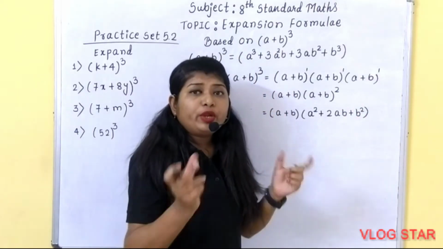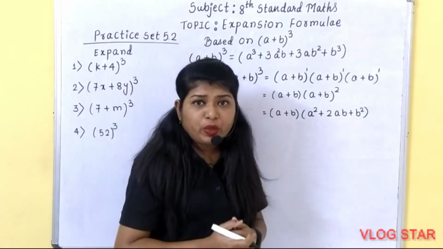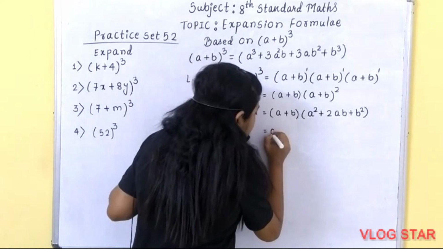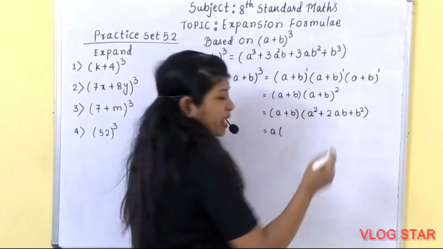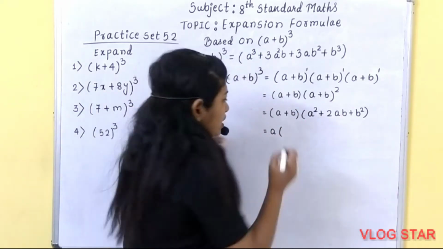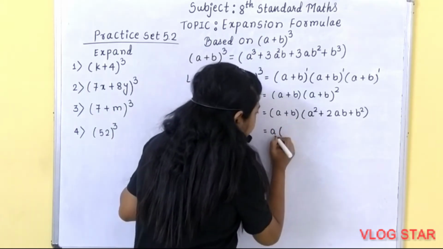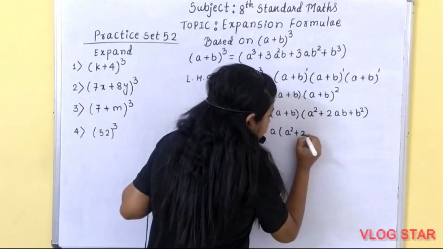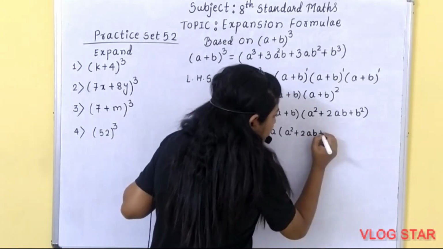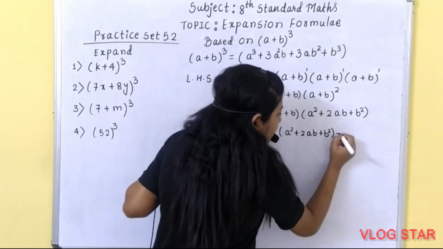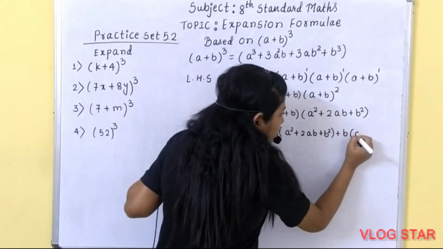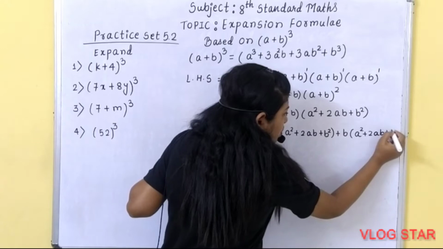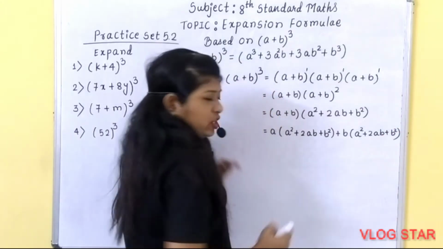Now we have two different brackets. How are we going to perform the multiplication between two brackets? We have to multiply each and every term from the first bracket with the second one. So first I need to take a into the second bracket, plus what is left out from the first bracket, b, into the second bracket. Then you perform the multiplication.